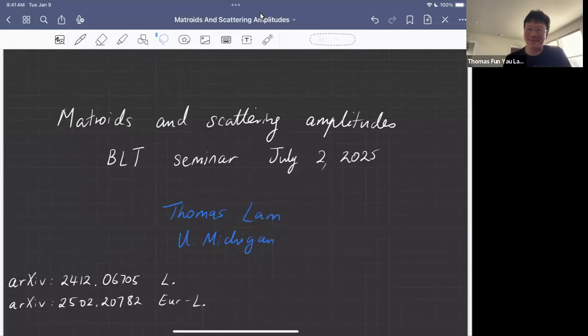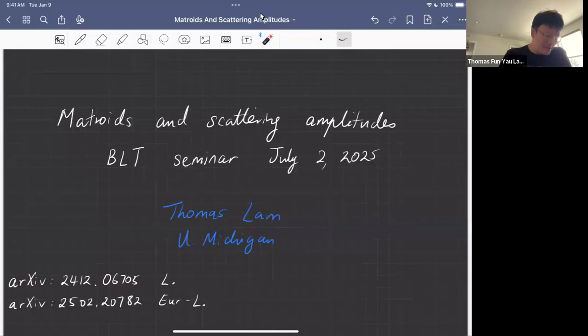I had the feeling that the audience of this seminar likes things like matroids and hyperplane arrangements. I would be talking about some relation between hyperplane arrangements and physics. It's loosely based upon these two papers, one with a title that's nearly the same as this talk, and one which is joint with Chris Eur.